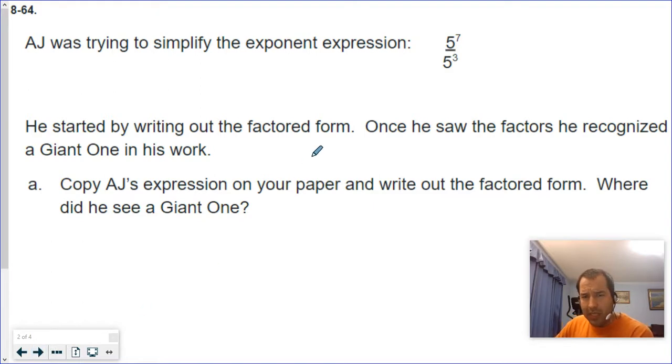Okay. Let's start with today's problem, problem 864. Now we're working with exponents. Now we're dealing with the next layer of exponents. AJ was trying to simplify the exponent expression, 5 to the 7th over 5 to the 3rd. He started by writing out the factored form. Okay, so he's got that problem right there, and he's going to try to write it out in factored form.